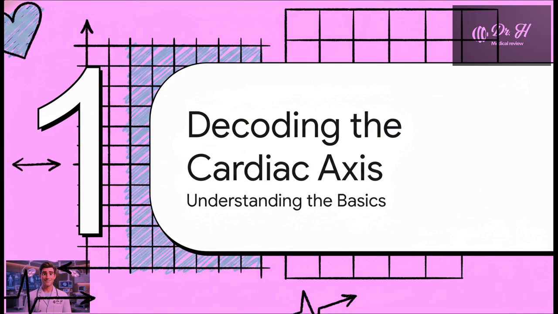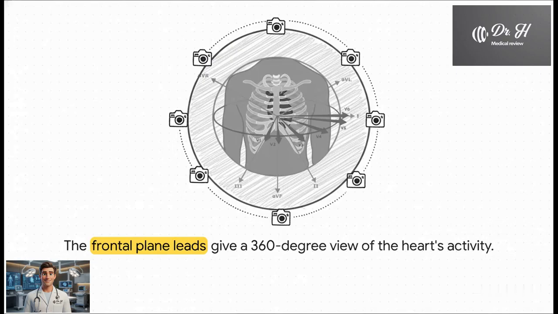Before we can find the axis, we've got to understand the map we're working with, the electrical map of the heart that the ECG gives us. Picture this. The heart's right in the middle of a big circle, and the ECG's 6 frontal leads are like cameras placed all around it, each one giving us a different snapshot of the electrical action. For our purposes, we really only need to focus on 2 of those cameras. Lead I, which gives us a horizontal view at 0 degrees, and lead aVF, which looks straight down at positive 90 degrees.